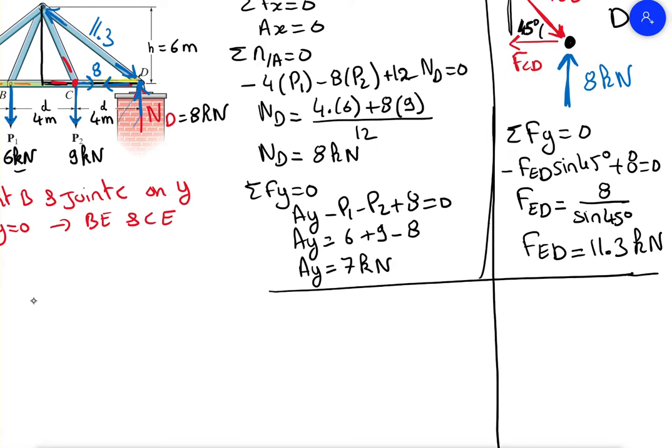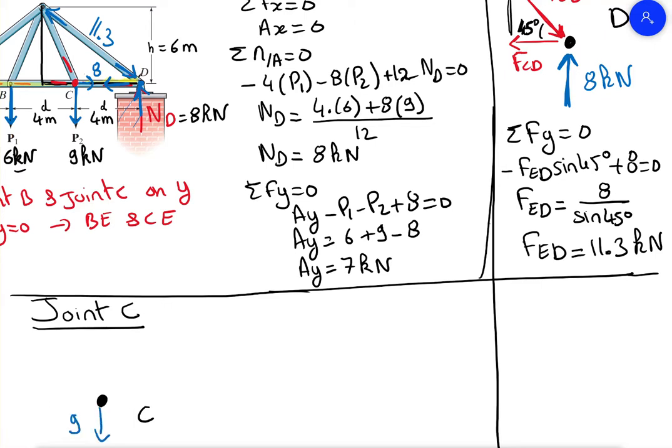So let's do the joint, say C, joint C. So this is my joint C. This is the 9. This is the 8. This is the 4 that we don't know. And this one is FEC. This one is FBC. And because this one is going down, this one is going up.